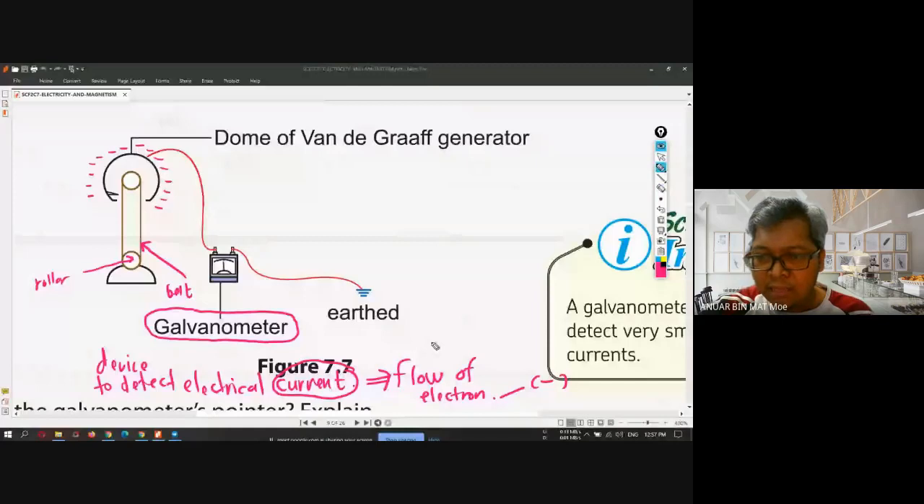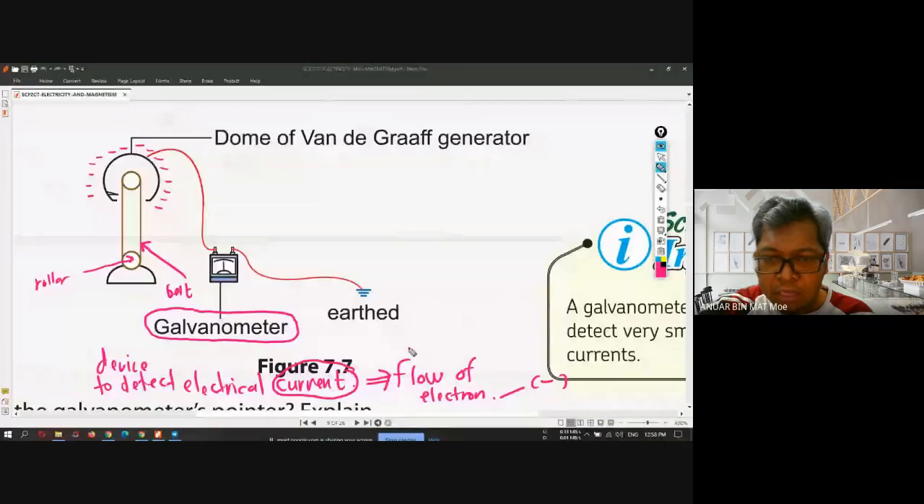Electron is negative charges. Okay, what's meaning by flow? Flow means the electron is moving or not moving? Current or flow here means what? The electron is moving or not moving? Move. Yes, the electron is moving. You cannot see the electron moving, but there is a movement of electron. That's why we call it a current or flow. Flow of what? Flow of the electron.